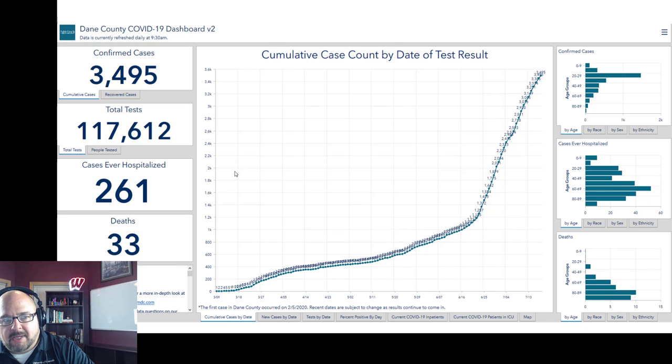So what we have on the big screen here is the cumulative case number. And you guys are smart, so you can see how when things are kind of level like this, but then when they shoot up like that, the question is why. The number of confirmed cases in Dane County is just under 3,500. The total tests are here. The total people tested are much lower than that. There were 261 people ever hospitalized.